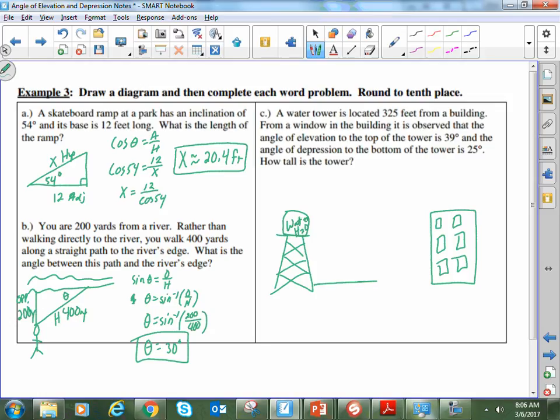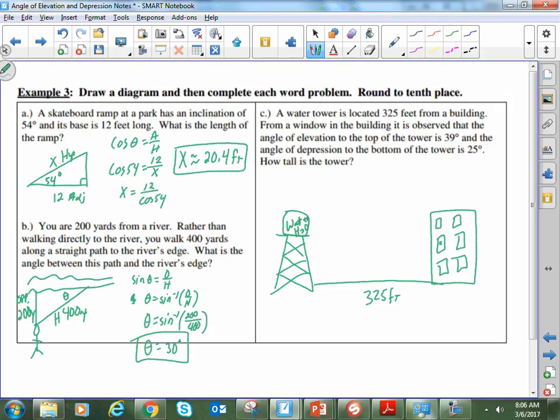So we know that this is 325 feet. And then it says there's an angle of elevation to the top of the tower that's 39 degrees and an angle of depression to the bottom of the tower that's 25 degrees. So how tall is the tower?